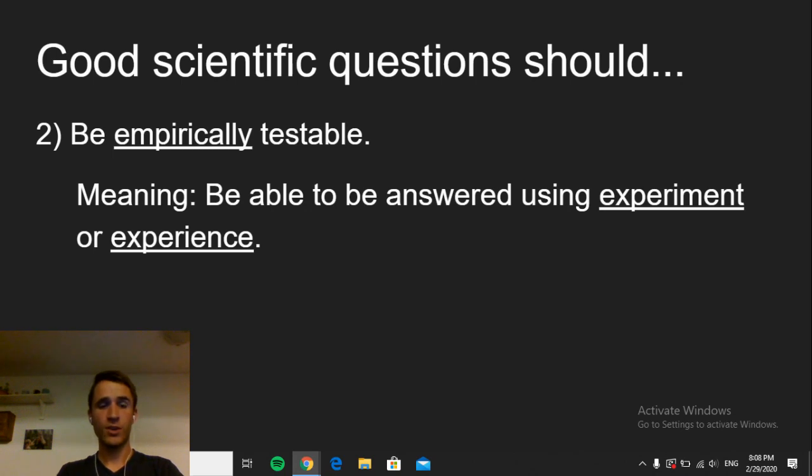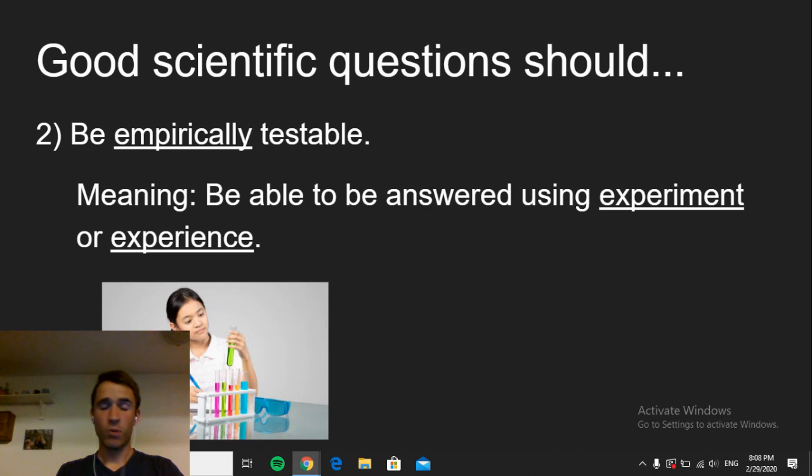So either a question should be able to be answered using experiment, which is like what we've been doing in class, right? You choose an independent variable, a dependent variable, you test them, you collect data, you analyze the data, you answer your question. That's an experiment. You design an experiment, you run the experiment, and you conclude your answer to the question based on the results of the experiment.